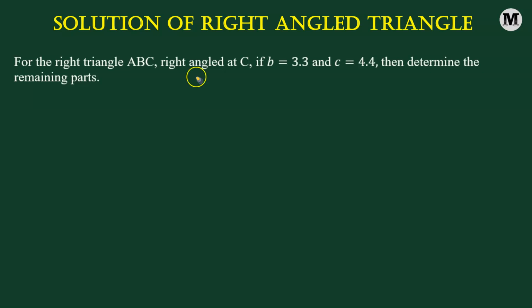For the right triangle ABC, which is right angled at C, where we have b measures 3.3 and c is measured as 4.4 units, we need to determine the remaining parts. Okay, let us begin. Let's try to understand the problem graphically.